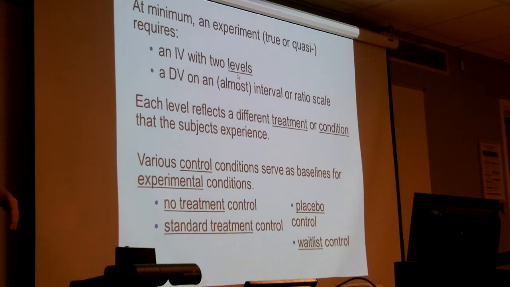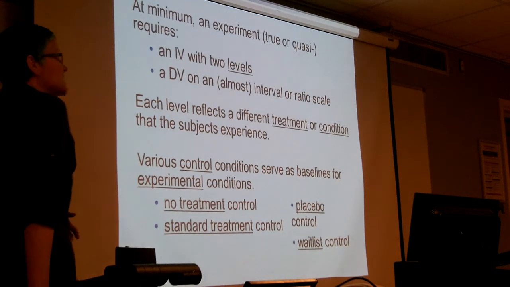Okay, so all experiments, whether they're true experiments or quasi-experiments, have, at minimum, one independent variable and one dependent variable. The independent variable has to have at least 2 levels. Otherwise, it's not variable. If it only has 1 level, it's not a variable, it's a constant. So the independent variable has to have at least 2 levels.